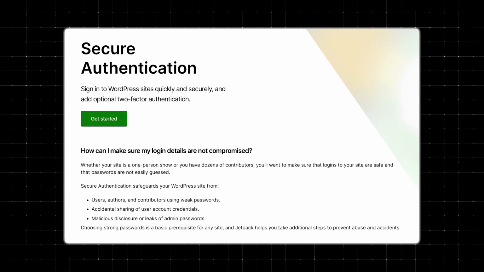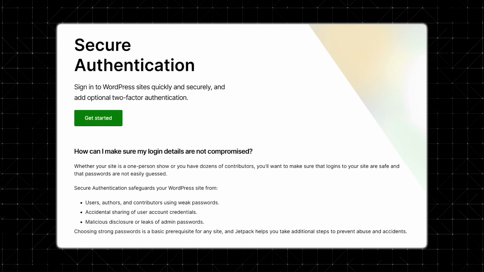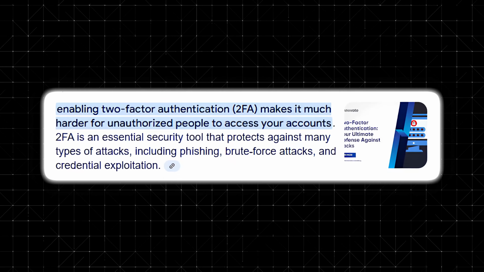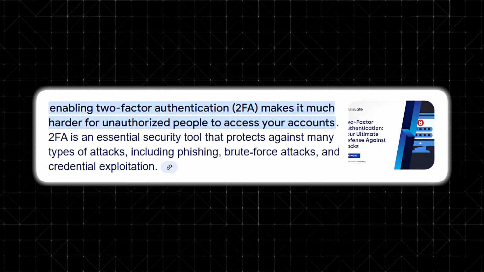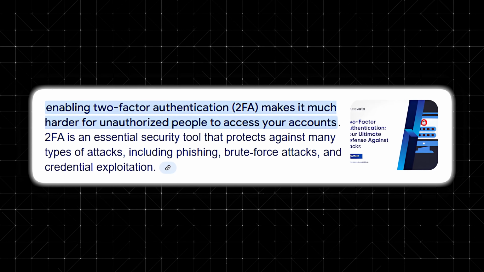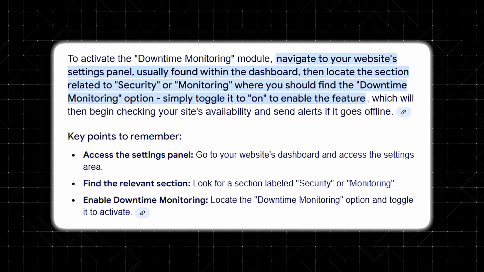Up next, you can enable the secure sign-in feature. This module reinforces your site's login process by encouraging strong passwords and even offering two-factor authentication. Enabling two-factor authentication adds an extra step for anyone who's trying to gain unauthorized access, which basically drastically reduces the risk of account compromises. Additionally, you can also activate the downtime monitoring module.